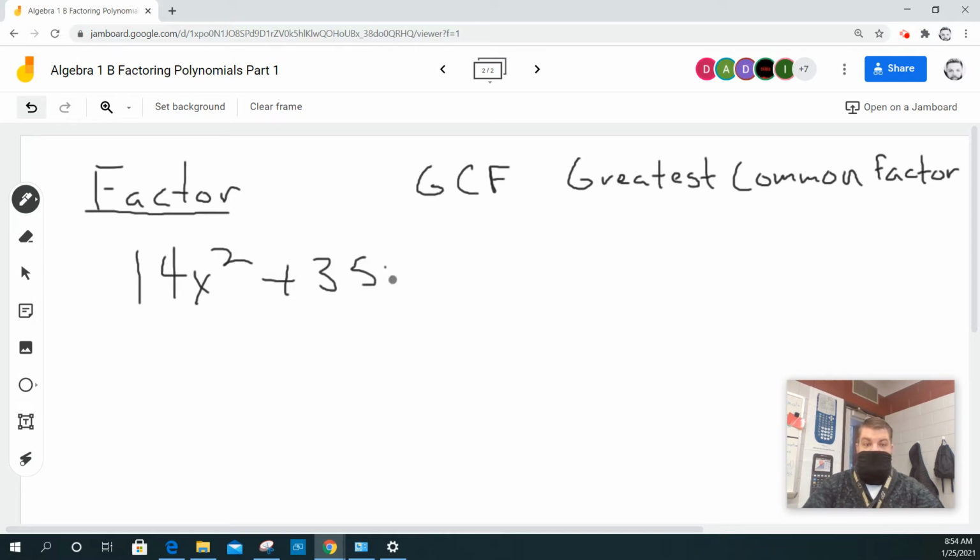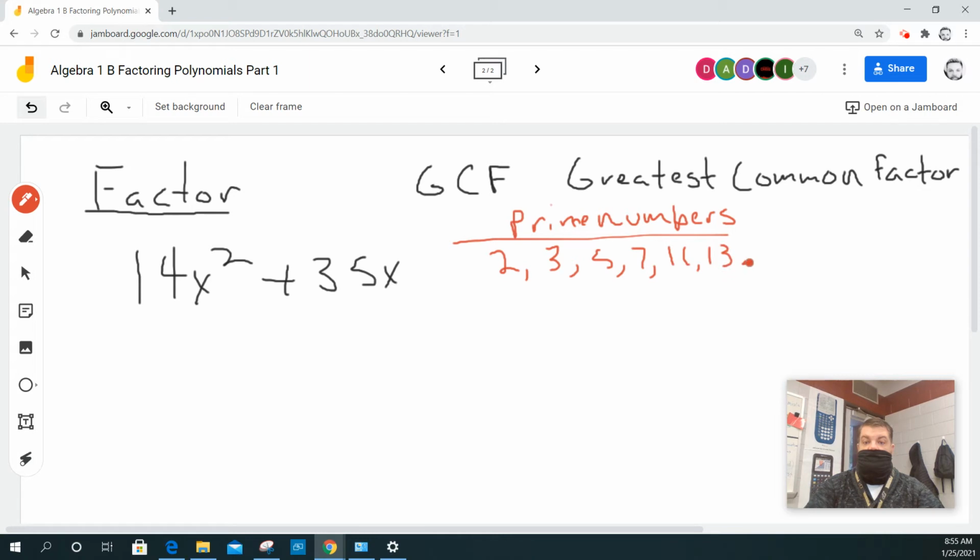Now, if you don't remember how to do the greatest common factor, it's something that you learned in middle school. When Mr. Adams was talking about prime factorization, we basically think of the prime numbers, which are 2, 3, 5, 7, 11, 13, and so on and so forth. They're only divisible by 1 and themselves.